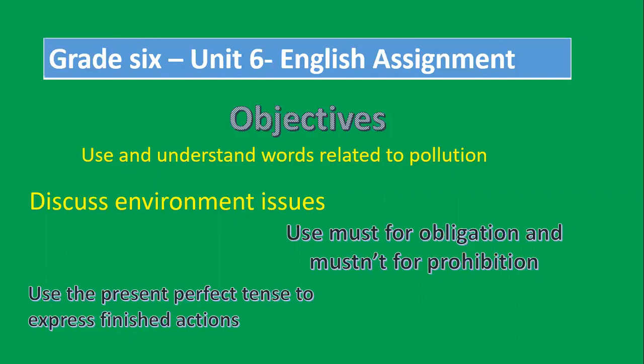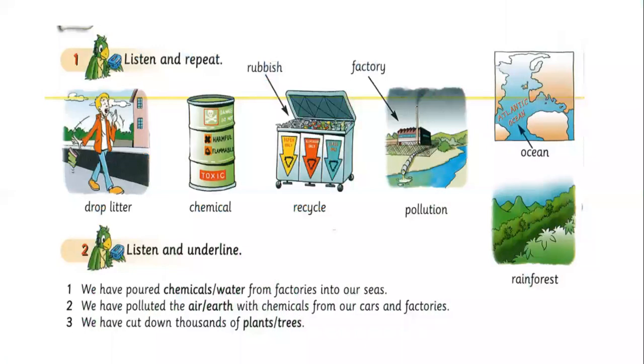So let's start. Here we have the words of Unit 6. So listen and repeat. Drop litter. Chemicals. Rubbish. Recycle. Factory. Pollution. Ocean, and rainforest. So to drop litter, to throw the rubbish or the litter like the paper in the streets, this is drop litter.